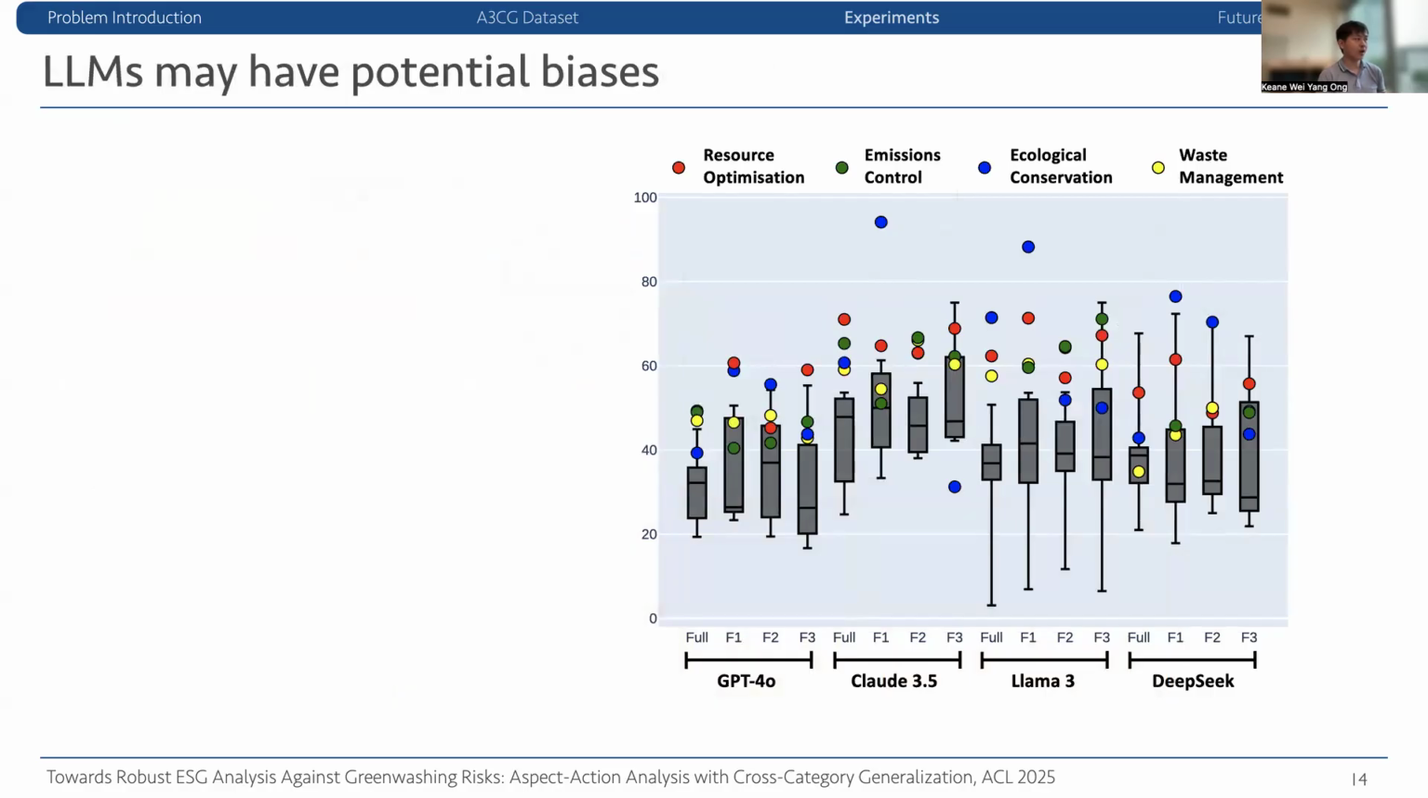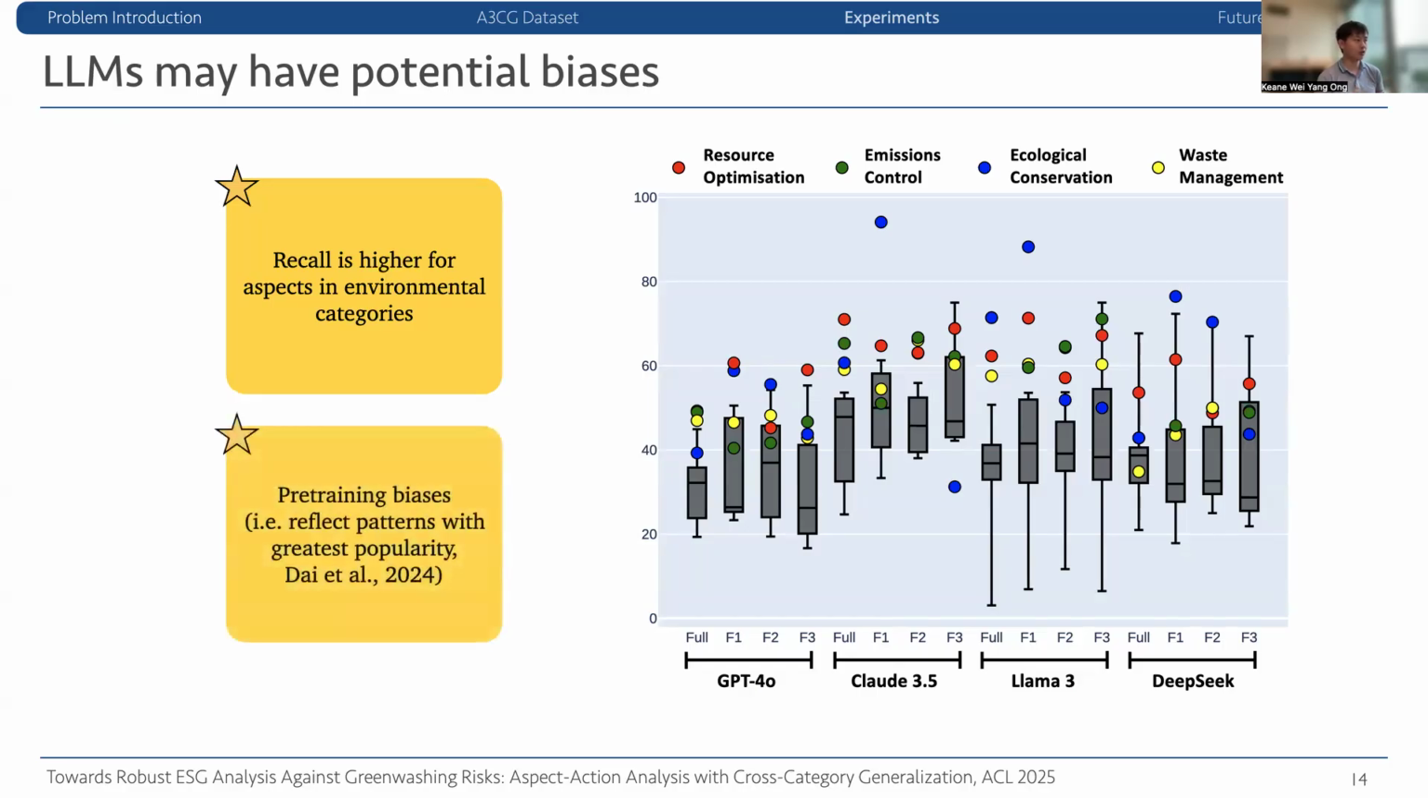We also unpack some of the shortcomings of large language models, and we realize that they have some potential biases involved. There is a higher recall for aspects in environmental categories, as you can see from this chart. So the model tends to do better at extracting aspects from environmental categories. This might be linked to pre-training biases. For instance, we surveyed some literature and found that a lot of the ESG-oriented analysis that people talk about online is environmental out of the ESG pillars. This might manifest itself in the form of pre-training biases, where large language models tend to perform better on data patterns with the greatest popularity.